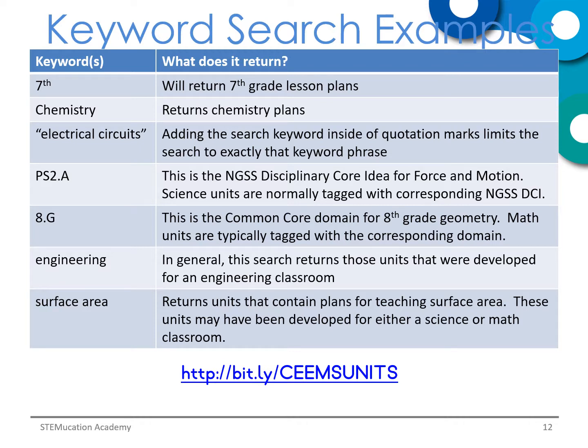Keep in mind that not all units are tagged with keywords that you might normally associate with a unit. Therefore, it is helpful to try multiple keywords in your searches. For example, if you know the disciplinary core idea such as PS2.A, not all units are tagged with the corresponding disciplinary core idea. So you might think of alternative search terms such as forces and motion. Once you find a unit that you would like to investigate, click on the unit title to the left.